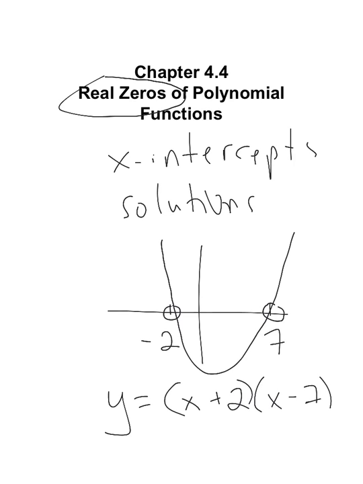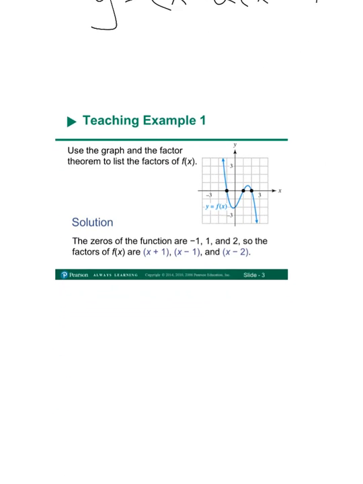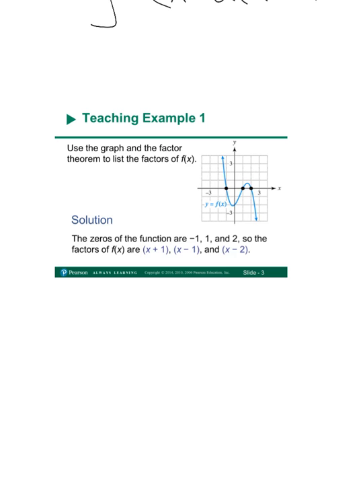Okay, and so when I ask you find the real zeros, it really means what are the x-intercepts. And how do you find x-intercepts? If I give you a problem, you could factor or you could use quadratic formula. Okay, so let's go to example number 1.